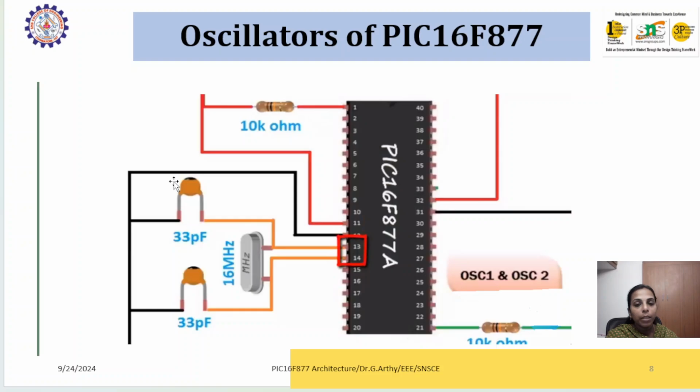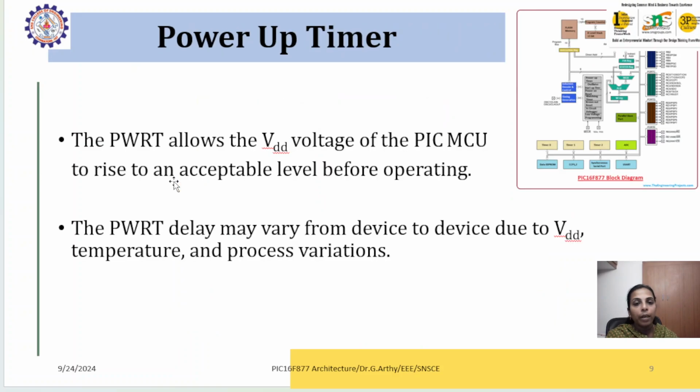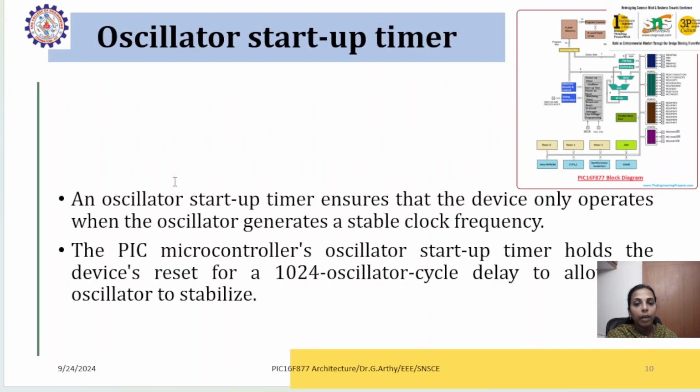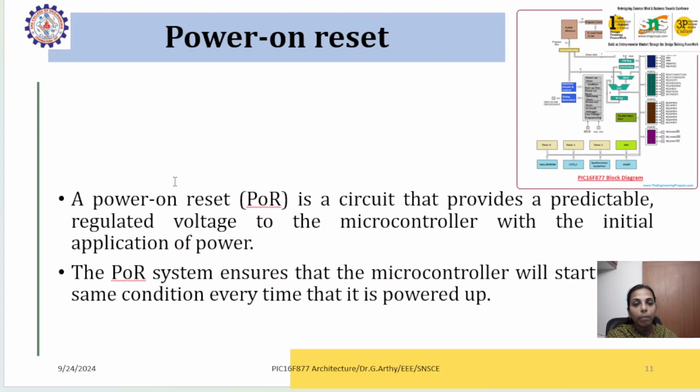Next, the different parts available. First is the oscillator. Here pin numbers 13 and 14 are used as oscillator pins. Then we have the power up timer. The power up timer allows the voltage of the PIC to rise to an acceptable level before operating. Then we have the oscillator startup timer, which ensures that the device only operates when the oscillator generates a stable clock frequency.